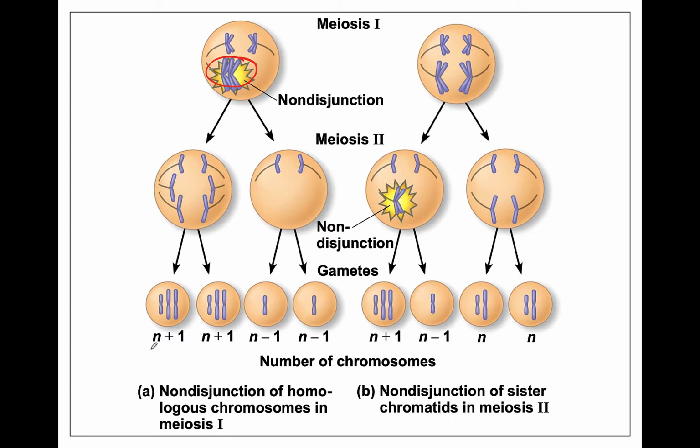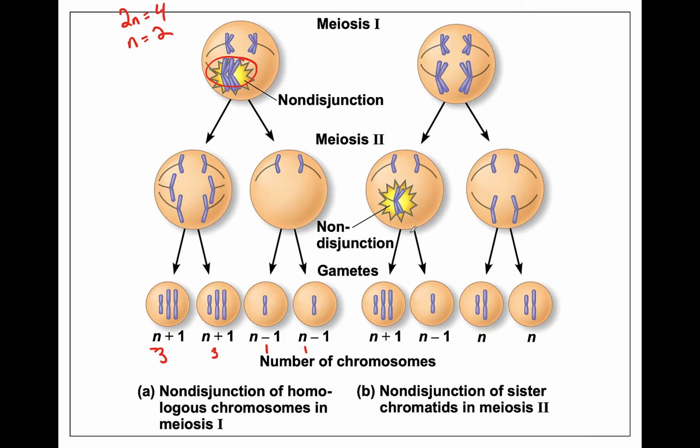So you can see that we use the number n again. Look up here. This is our diploid cell. 2n is equal to 4. N for this cell is equal to 2. So this gamete ends up with n plus 1, which is 3 chromosomes. And these two are going to end up with n minus 1, which is 1 chromosome. If these become eggs or sperm and then eventually go on to fertilize and make a zygote, that zygote is going to have one too many or one too few chromosomes.